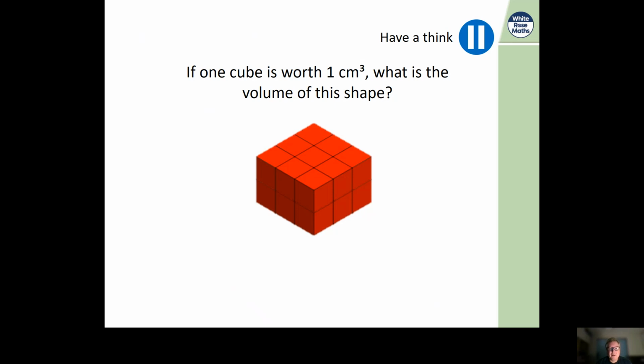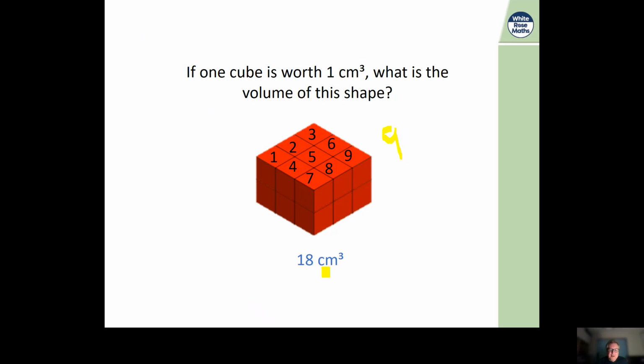Hi there, welcome back. Hope you got on okay with those. Do self-assess using the marking station to check your progress. Let's do a little bit more exploring. If 1 cube is worth 1 centimeter cubed, what's the volume of this shape? How many have we got on the top? 3 times 3. So each layer is 9. How many in total? 2 9s. 18 centimeter cubed.